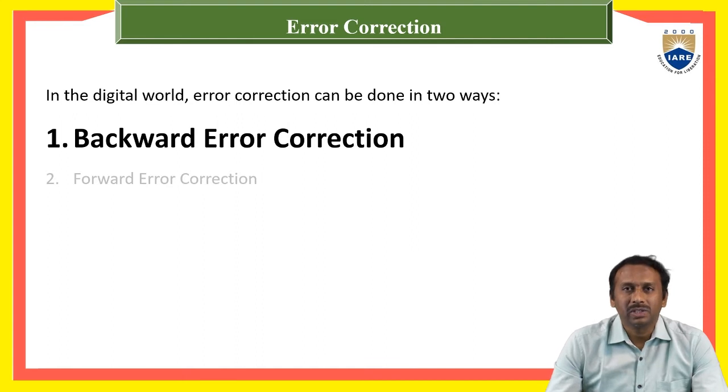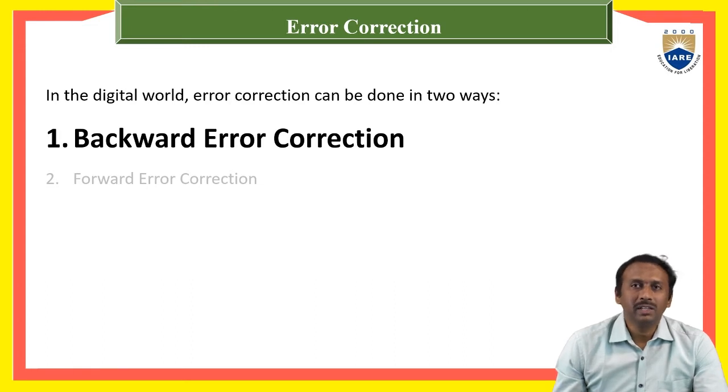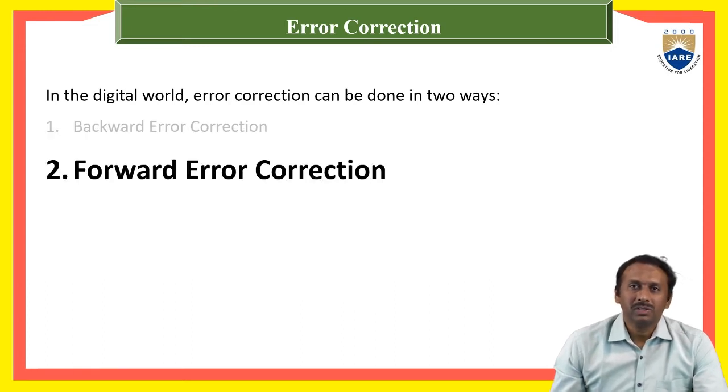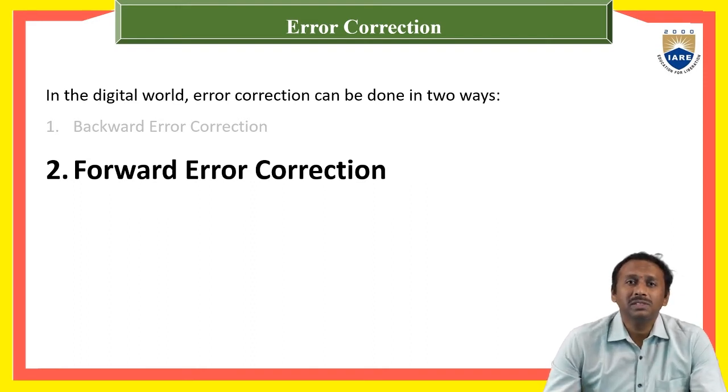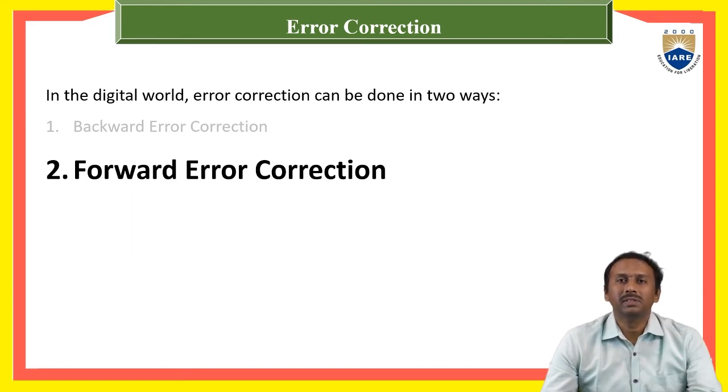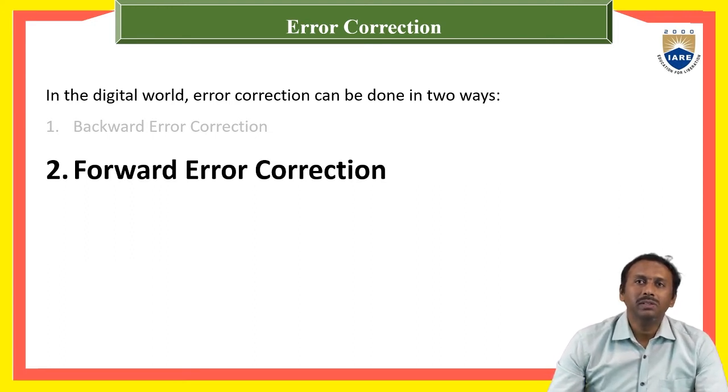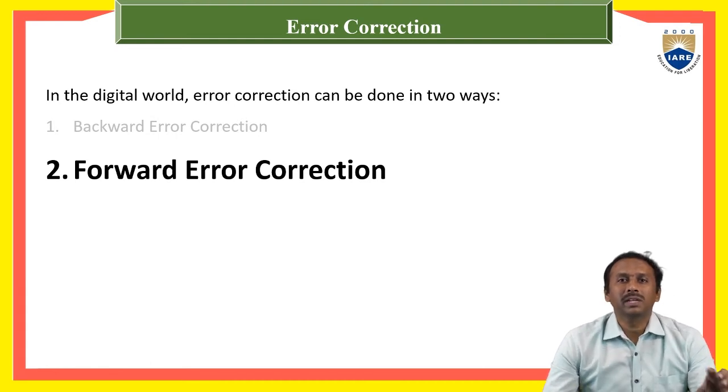Next is error correction. We have two kinds of error correction: one is backward error correction, another one is forward error correction. What is backward error correction, and what is forward error correction? We know what an error is and the various types of errors, which we have discussed now. Generally, correction in the sense that when something is incorrect, we can make it correct. This correction can be done in two ways.